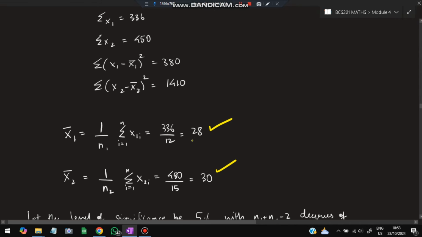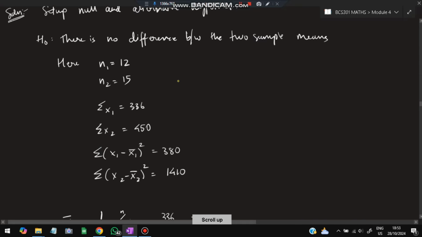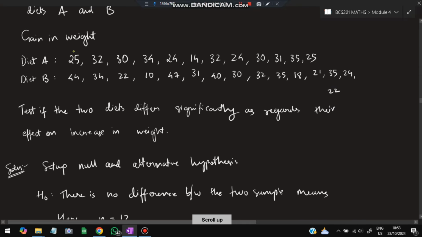Now 28 and 30. Let's consider x1 bar first, 28. How will you calculate this value? X1 bar is 28, so what you have to do is subtract 28 from all of these: 28 minus 25, 28 minus 32, 28 minus 30, and so on till this point. Whatever answers you have got, you have to square individually and add them.